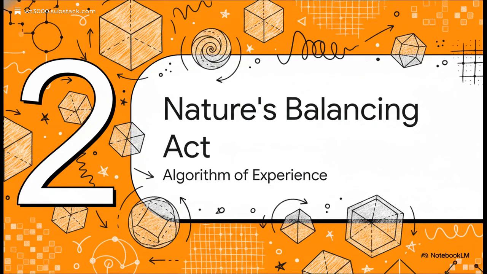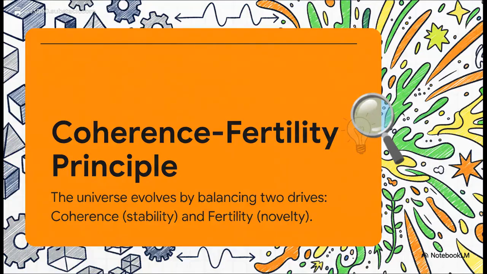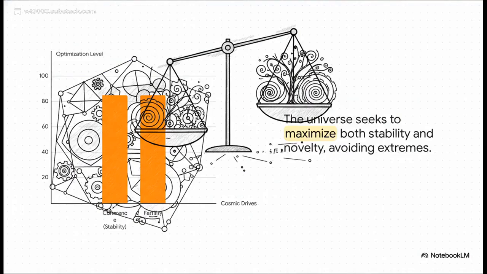Okay, but that begs a pretty huge question, doesn't it? Out of infinite possibilities, how in the world does the universe decide which pixels to select? What's the algorithm that's running our experience? Well, the theory proposes this one, single, incredibly elegant rule. The coherence-fertility principle. It's kind of like a musician composing a song. You need coherence, a stable rhythm, a consistent key, but you also need fertility, a new melody, something creative to make it interesting. The universe, according to this theory, is doing the exact same thing, constantly trying to balance structure with creativity.